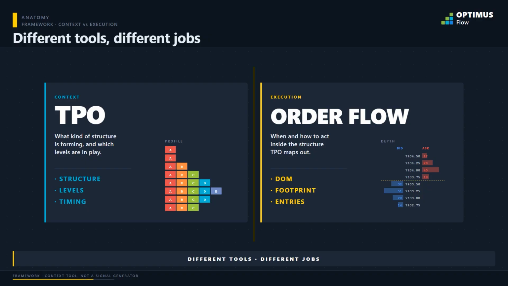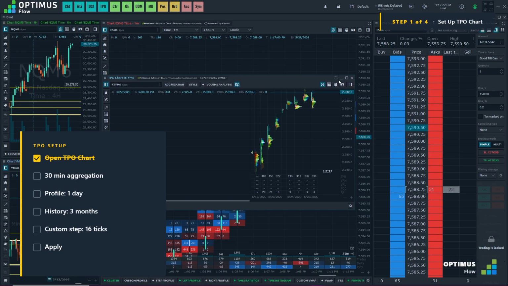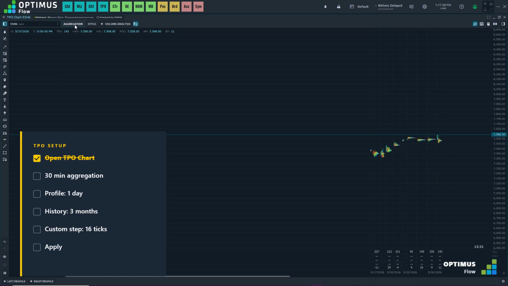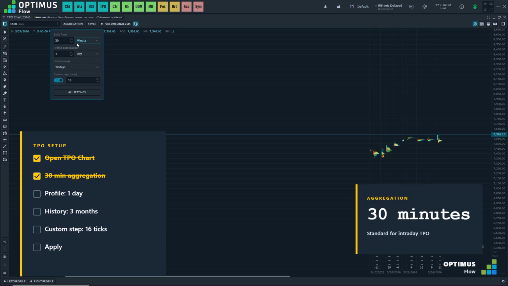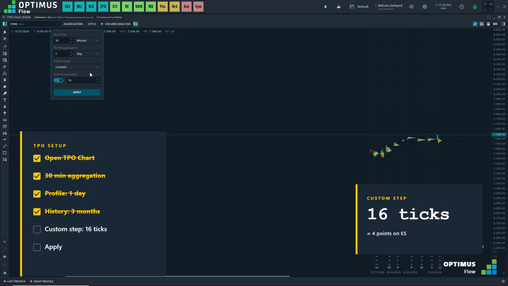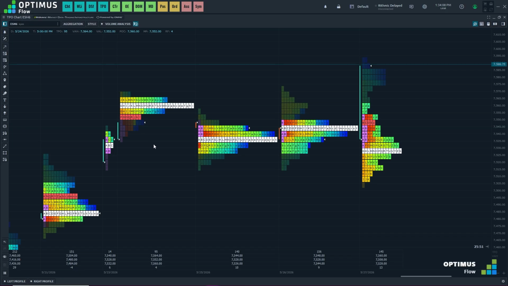To access a TPO chart in Optimus Flow, just come up here to the top toolbar and click on TPO. We can full screen this. We'll choose our contract and click on aggregation. So we're going to build it from a 30-minute, which is the standard setting. You can always adjust this if you'd like. Profile aggregation, I choose 1 day, so there's 1 profile per day. And then history range will go to 3 months. For custom step, I'm currently using 16 ticks, which is 4 points in the ES. You can always change this based on volatility and the type of market that you're trading. So we'll click apply.